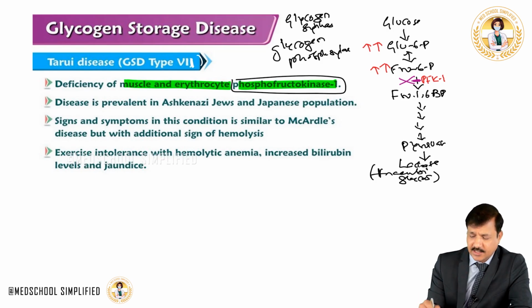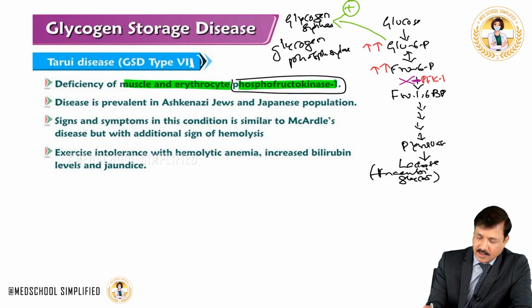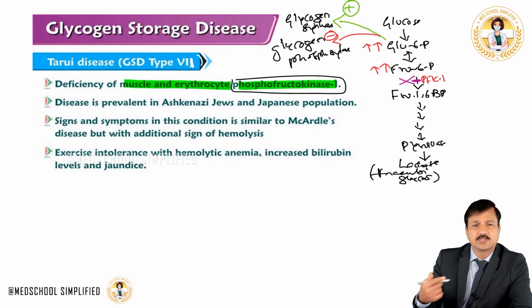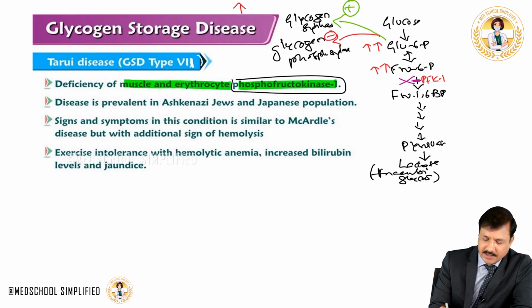We have studied that in glycogen metabolism regulation. Allosterically, glucose 6-phosphate will have a positive effect on glycogen synthase, and it will have a negative effect on glycogen phosphorylase. That means because glucose 6-phosphate has a positive effect on glycogen synthase, there will be an increase in glycogen in the skeletal muscle and a decrease in glycogen degradation.